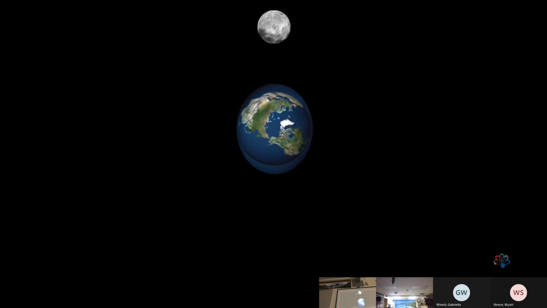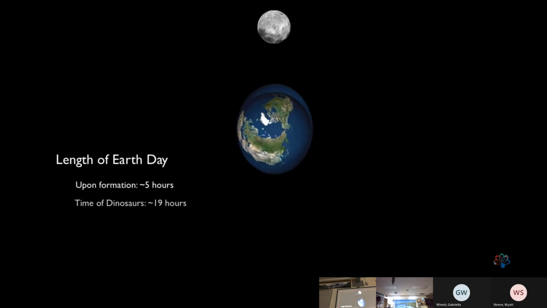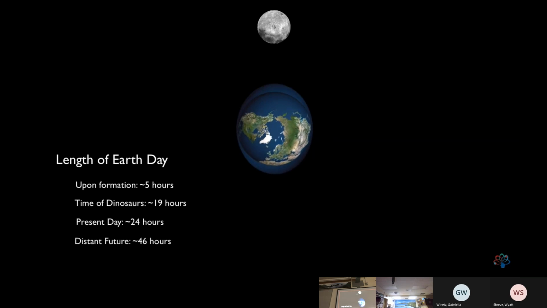This oblong distortion tends to hold the oceans still relative to the moon. So there's actually a bit of friction between the ocean floor and the water as the Earth rotates. This friction, combined with a small torque on us by the moon, is slowing our rate of spin. As I said earlier, back in the time of the dinosaurs, a day was about 19 hours long. In a billion years or so, a day will slow down to about 46 hours.